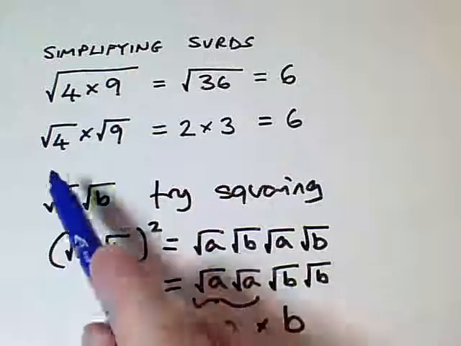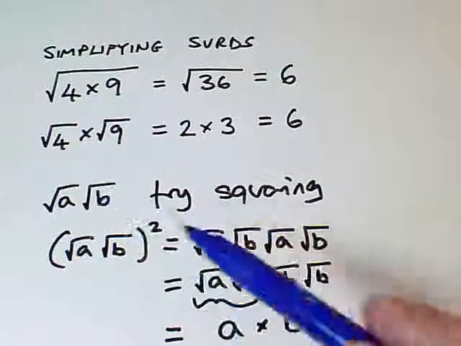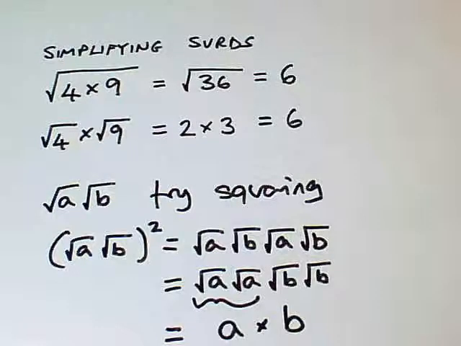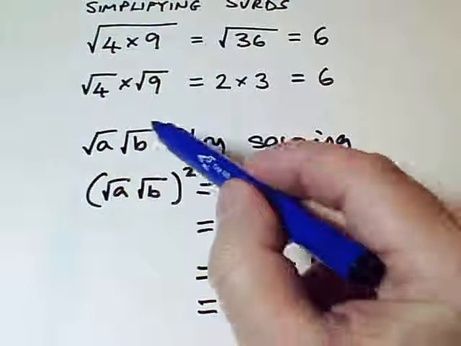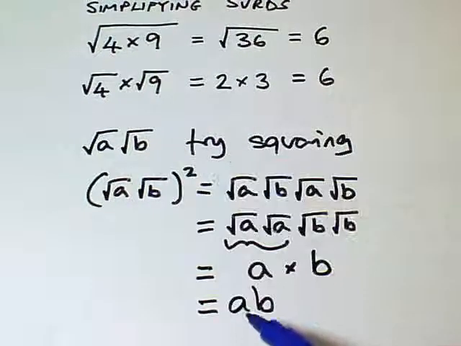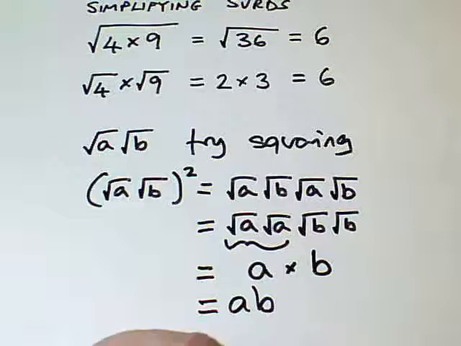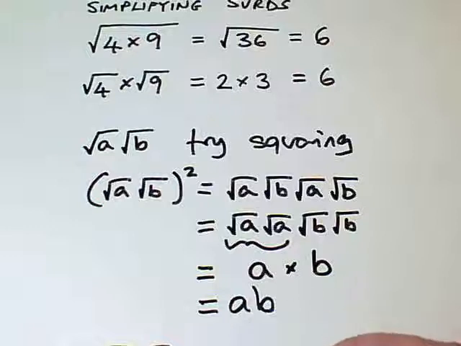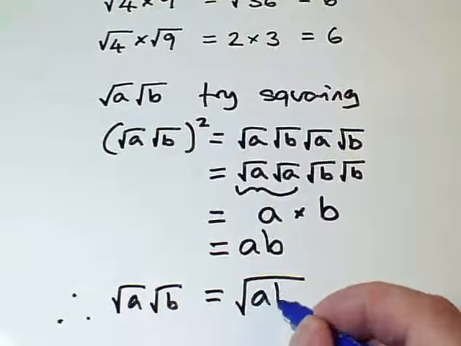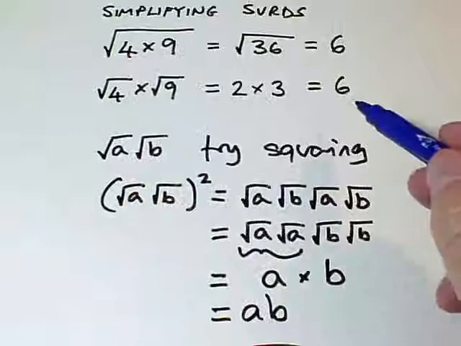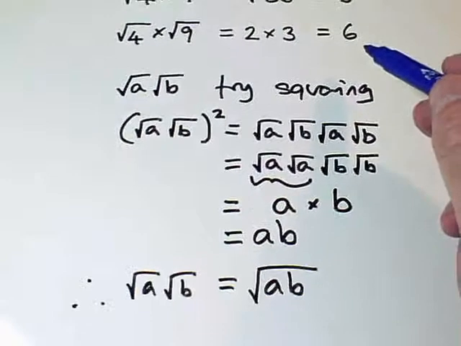So the answer is a times b. So when I take this object here and I square it, I get the answer a times b, or just ab for short. So this is the thing that when I square it, I get ab. So therefore, the square root of a times the square root of b, because it's the thing that I have to square in order to make ab, is the square root of ab. And that confirms the pattern that I noticed when I used 4s and 9s.